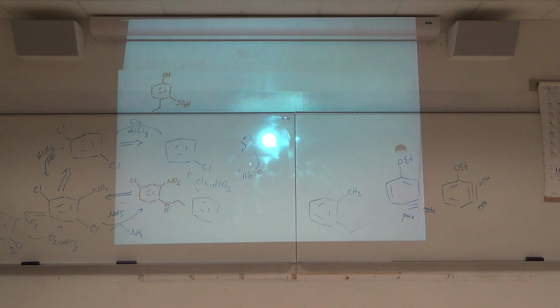Which group do you want to put on first from benzene? The chlorine or the nitro? Yes, and then you nitrate it, and it will go ortho. If you put the nitro on first and then try to chlorinate it, you won't get that. It'll go meta to the nitro.